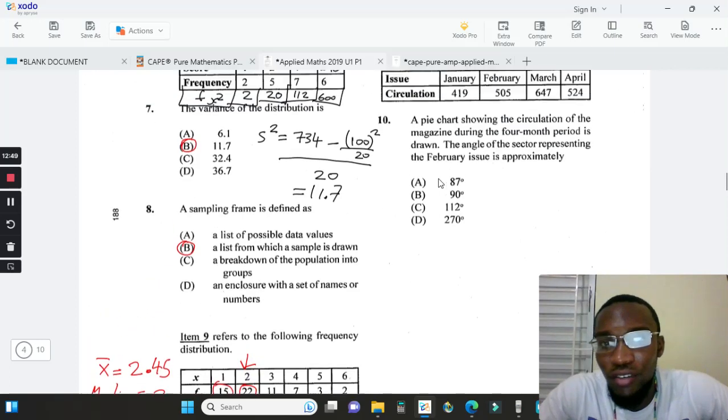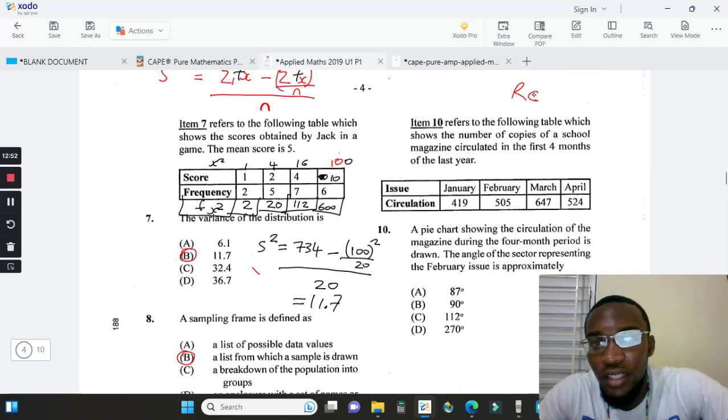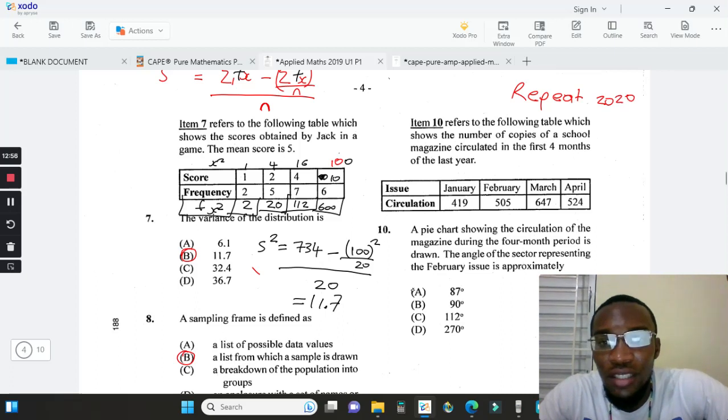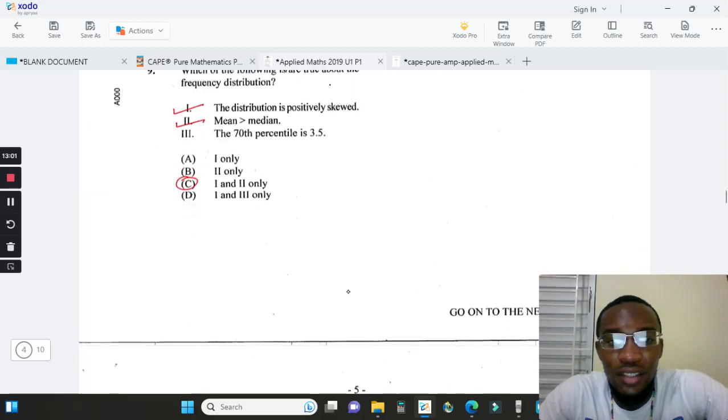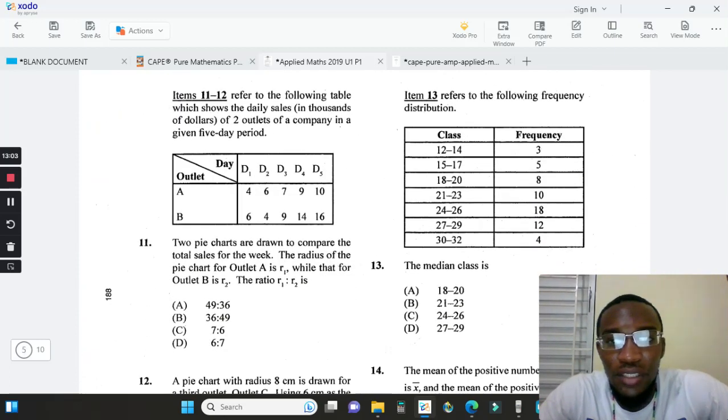Now I definitely remember this one. This is a repeat from what we did the other day, from when we did the 2020. This was the 87 degrees. That one is a repeat. If it's a repeat and we remember, we don't need to do it.